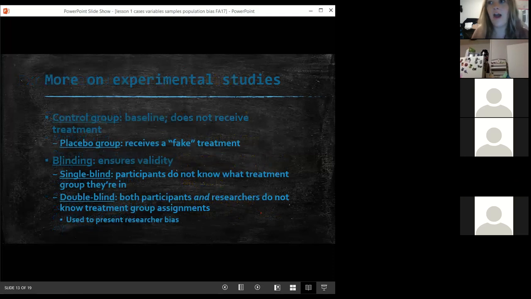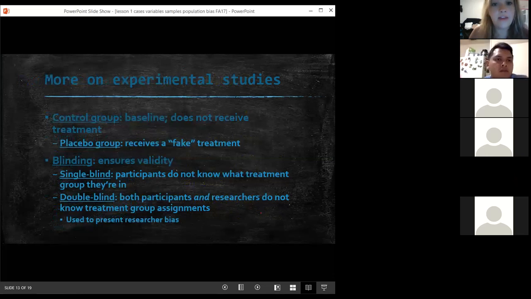So that would be if you have two different types of groups taking a pill, and half of them are going to take the actual medicine, the other half are going to take a pill, but it's going to be a fake pill that doesn't do anything to them. That would be a placebo group. So that's their control group because that's our baseline.